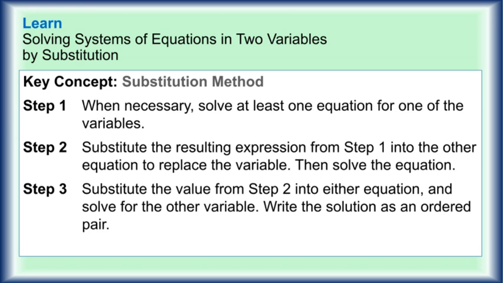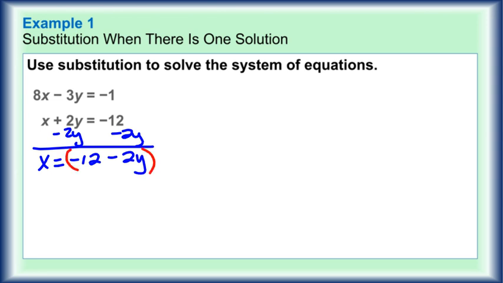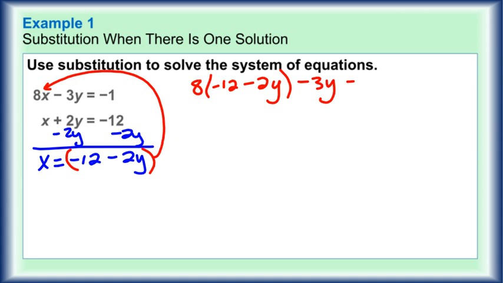And then you're going to write your solution as an ordered pair, or you could just write it as x equals, y equals. So an example: 8x minus 3y equals negative 1, and x plus 2y equals negative 12. I need to solve one of these equations for a variable. Since I already have x, it's just 1x. I can solve for x here by subtracting 2y on both sides. When I do that, I end up with x equaling negative 12 minus 2y. Now, this is what x equals, and I'm going to substitute that in for this x up here. So when I do that, I now have 8 times negative 12 minus 2y, minus 3y equals negative 1.